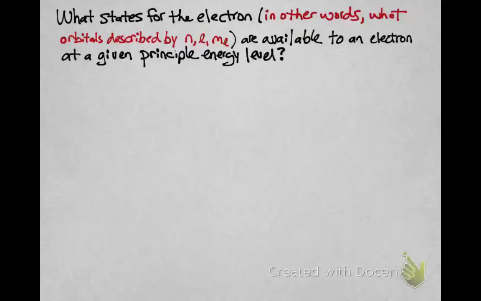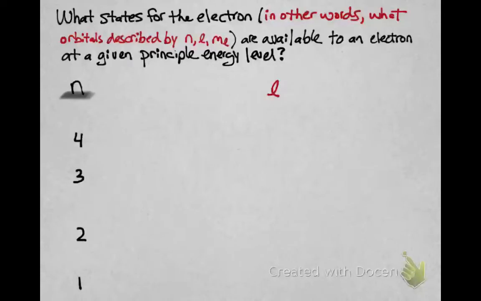In other words, what orbitals described by n, l, and m sub l are available to the electron at any given principal energy level. You'll recall that the principal energy quantum number n has integer values. So we'll list just 4 energy levels, starting from the bottom and working our way up in energy. I just want to note that your textbook has the opposite order. Very similar table to what I'm going to produce here, but starts with n equals 1 at the top and then works its way down.